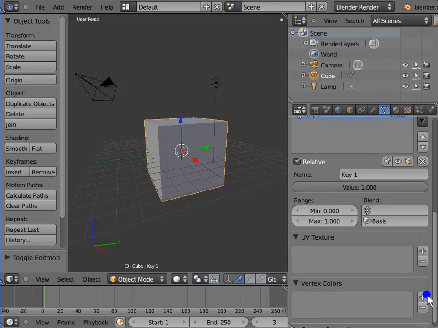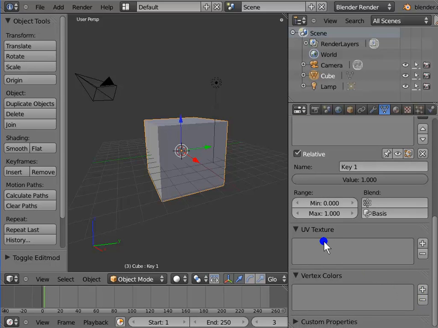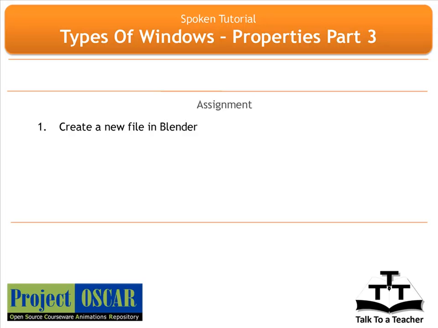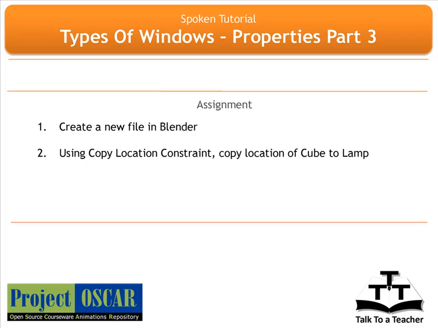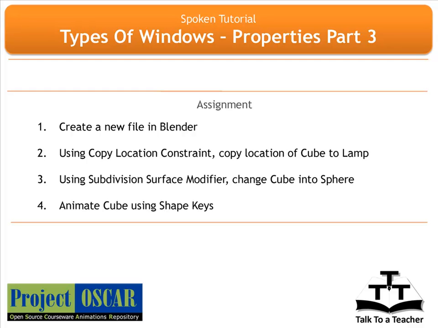Next setting is UV texture. This is used to modify the texture added to an object. We will see this in detail in later tutorials. Now, you can go ahead and create a new file. Using Copy Location constraint, copy the location of the cube to the lamp. Using the Subdivision Surface modifier, change the cube into a sphere. And animate the cube using shape keys.